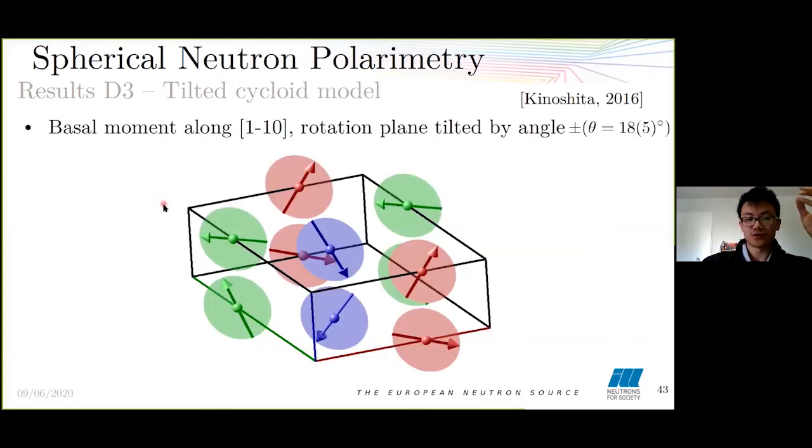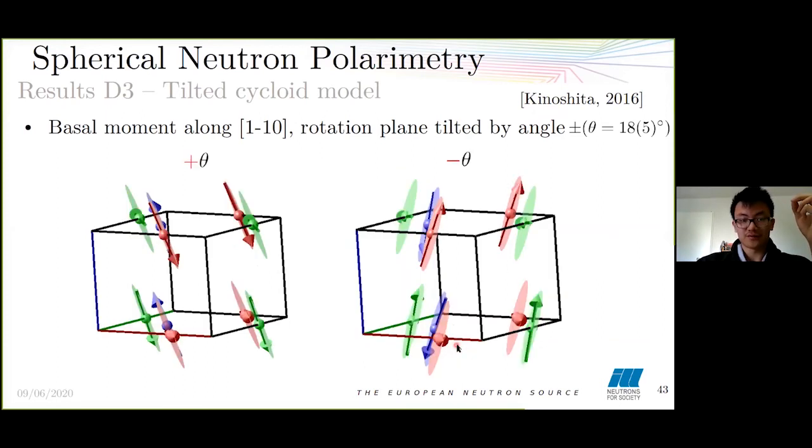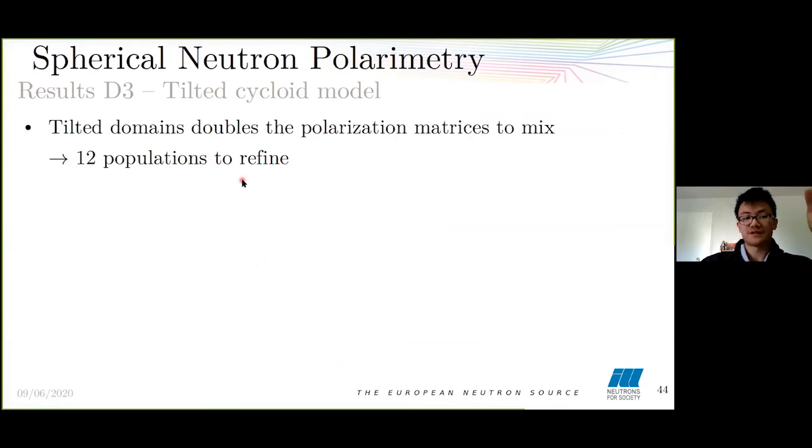Then I tried to fit the result to another model. This model was proposed by Kinoshita in 2016. In this paper, they have found that the rotation plane of the cycloid was aligned along another axis. And also they found that the rotation plane was actually tilted from the c-axis by an angle of plus or minus 18 degrees. So if we consider this tilted domain, that doubles the number of polarization matrices we have to mix. So in this case, we have 12 populations to refine.